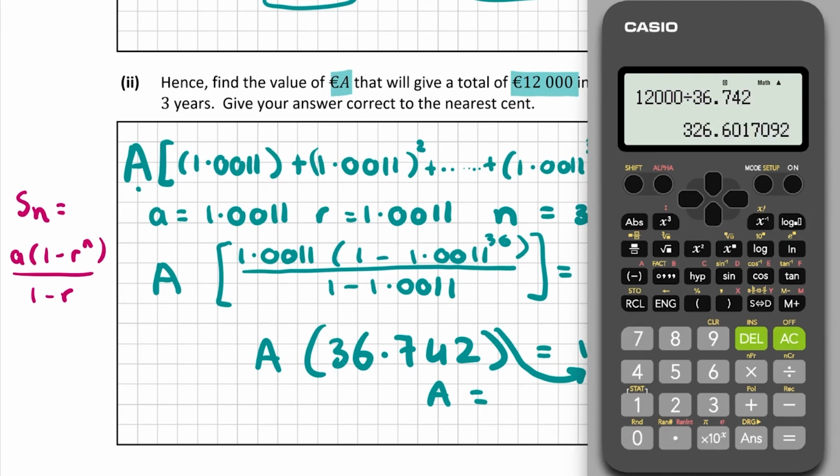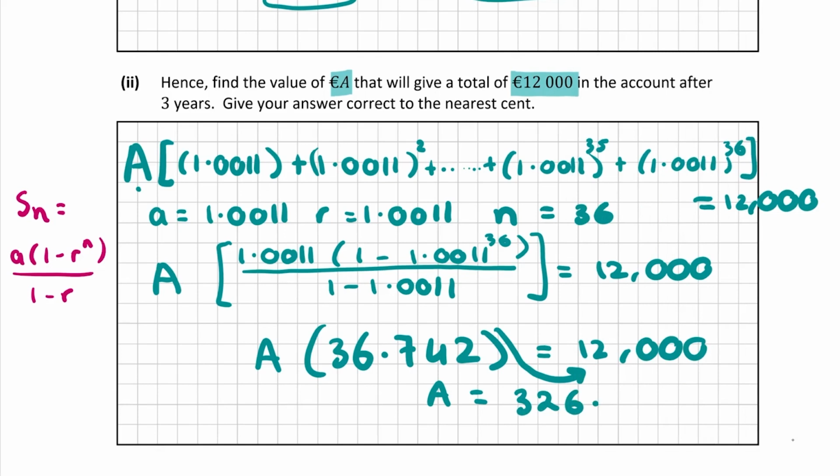And we get €326.60. So that's our final answer. And for this answer, you're going to get a total of 15 marks.